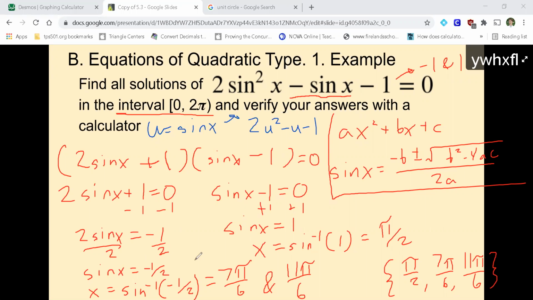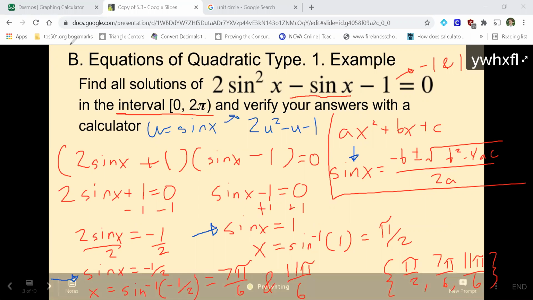When you have u equals negative a half and u equals 1 as your final answers, then put sine of x back in your problem. And then you'll end up at this line right here. Or if you're doing the quadratic formula, this right here. And then the only pre-calc stuff you have to do is looking up the answers on the unit circle. I might try that technique for the next problem, just to show you it.